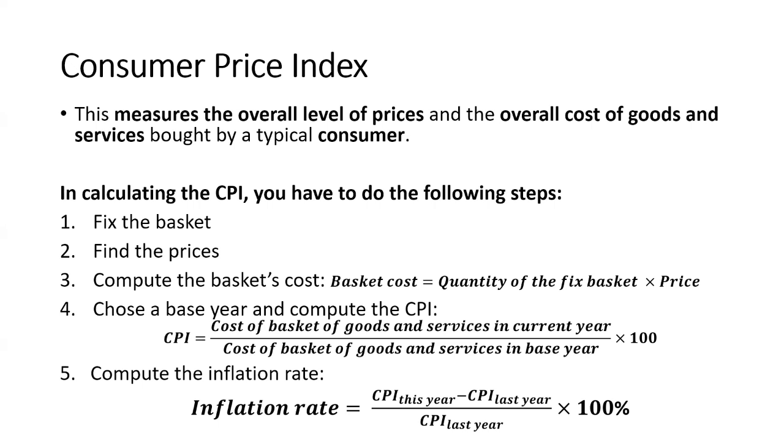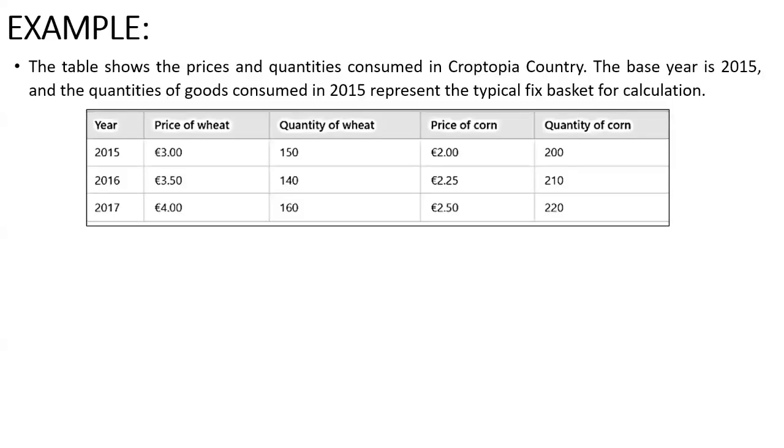To make these steps clearer, let's have an example. This table shows the prices and quantities consumed in Croptopia country. The base year here is 2015, and the quantities of goods consumed in 2015 represent the typical fixed basket for calculation. What we're going to do here is compute the CPI for the years 2015, 2016, and 2017. Our first step is to fix the basket.